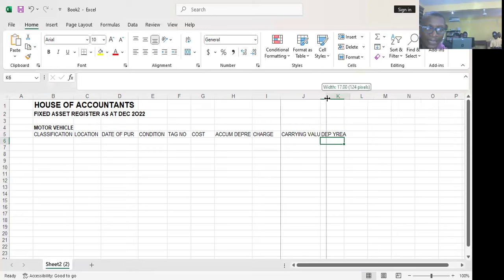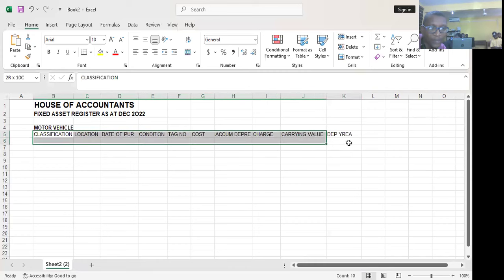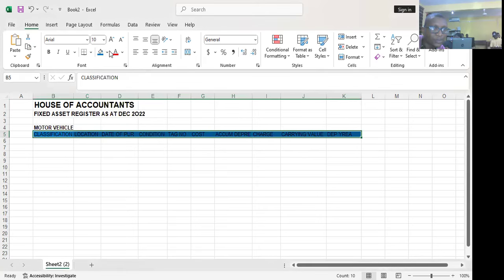There's no standard that says this is how you must do it. You can just decide to design it on your own, how you want it to be. I can say I want to make this one to be a blue color, just for a better presentation.